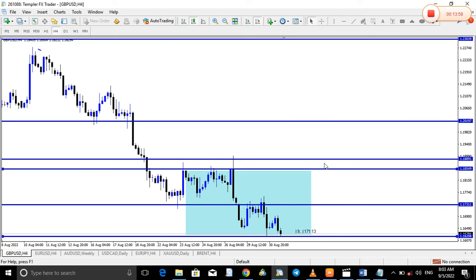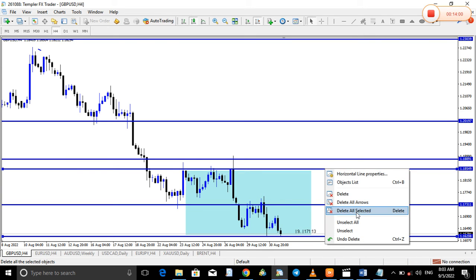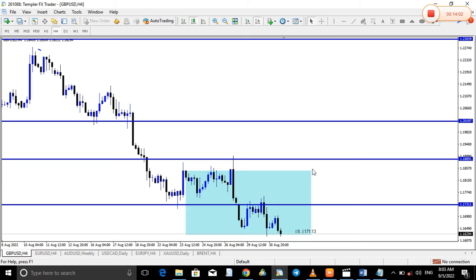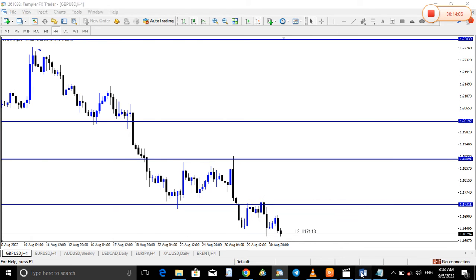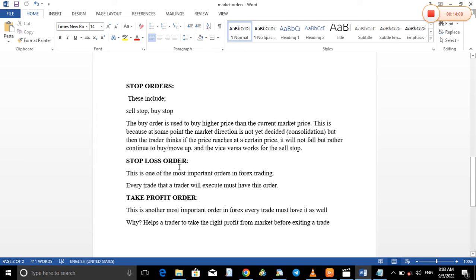I'm going to move on to another order. Our next order is what we call the stop loss order. Now the stop loss order, this is one of the most important orders in forex trading. Every trade that a trader will execute must have this order.